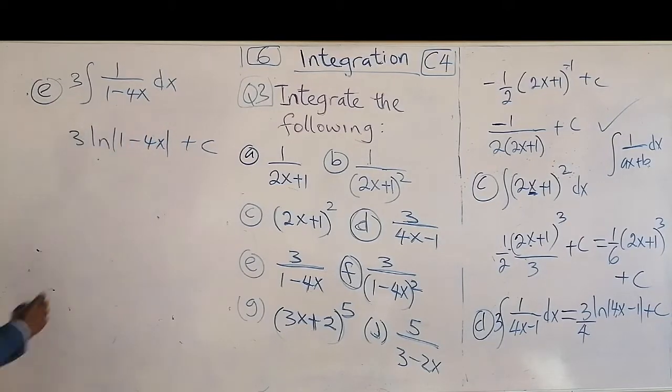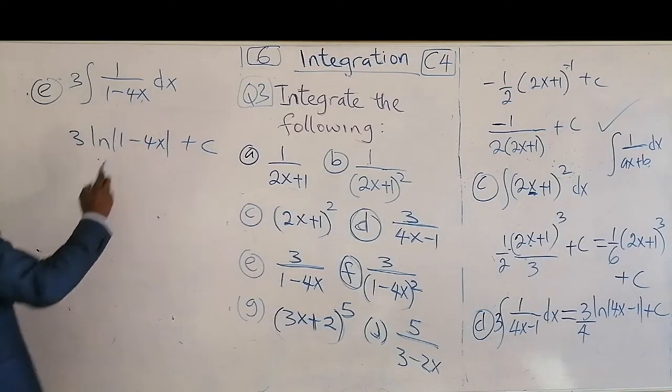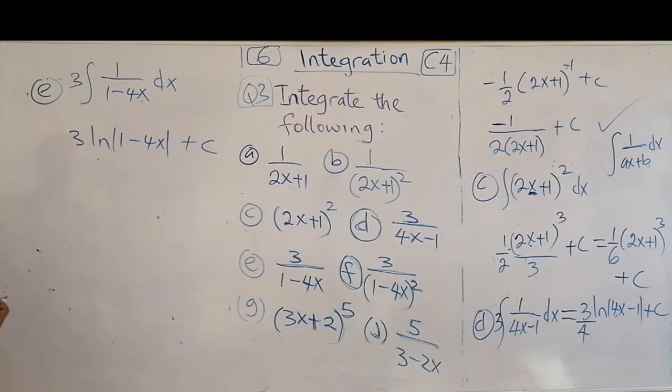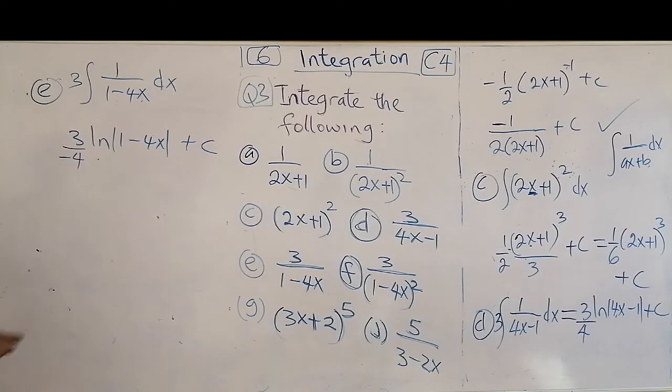Then you check the function. Is there any attachment to the function? In this case, there is, and that attachment is minus 4. So you divide by minus 4. Then you get this answer.